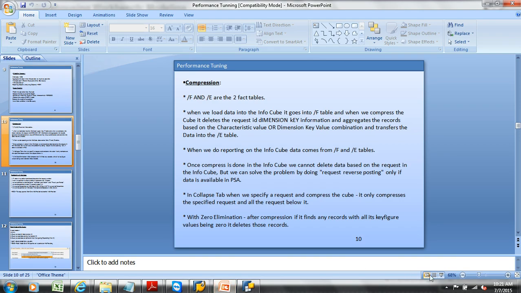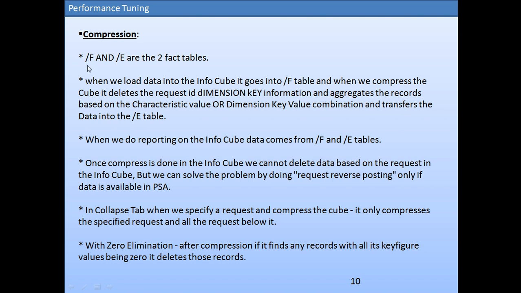Now compression. Now I think it should be okay. And how many fact tables will I have in the cube now? Now I'm opening up another fact table, F and E. When we load data into the cube, it goes into the F table. When we compress, it deletes the dimension key, aggregates the records based on the characteristic value combinations, and puts them into the E table. And when we do reporting, the cube gets data from F and E both, a union of F and E.